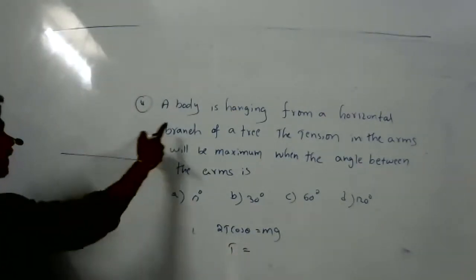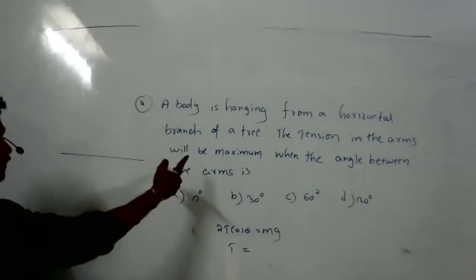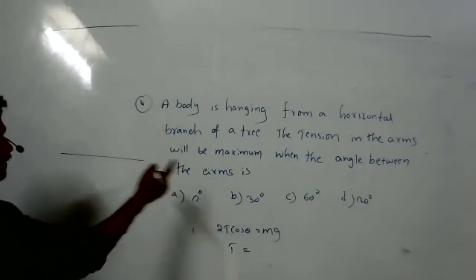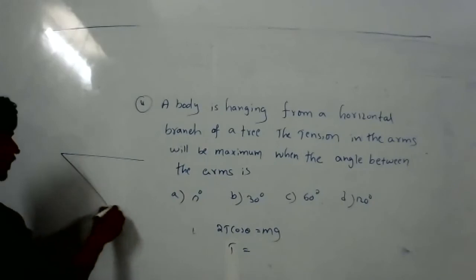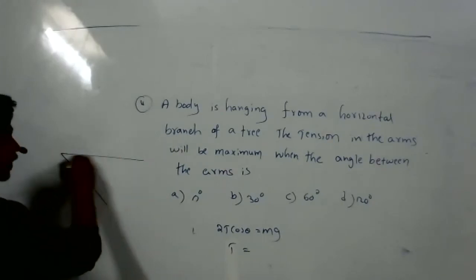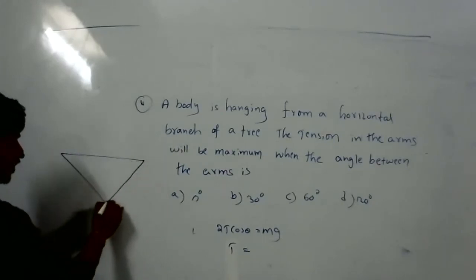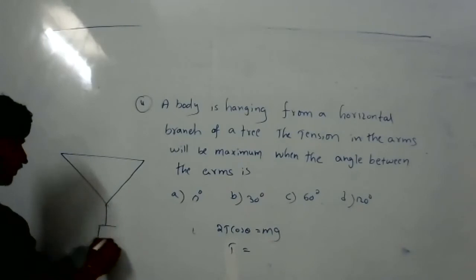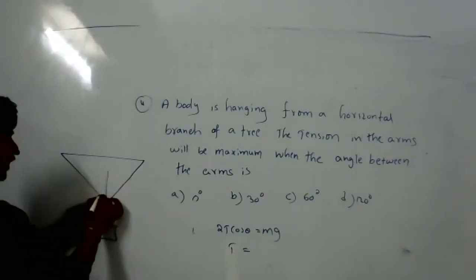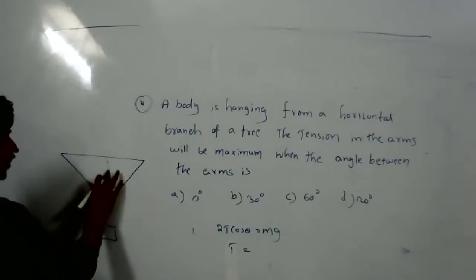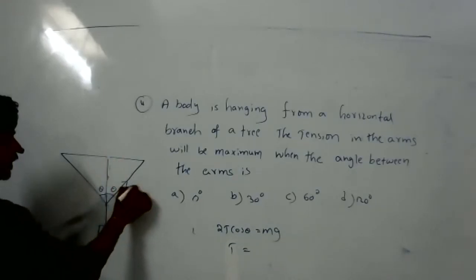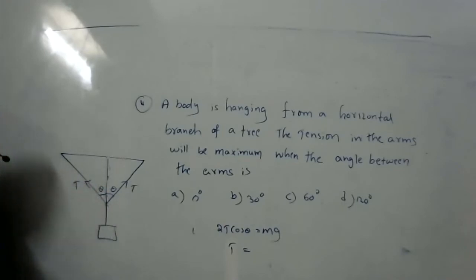It's okay, Ananya. See, a body is hanging from the horizontal branch of a tree. They are asking the tension in the arms. Let's see. So it is the branch. The body is hanging here, we have to take theta. Draw one line, so tension will be here, and here also tension will be there.